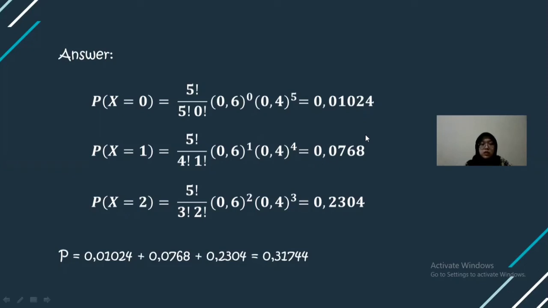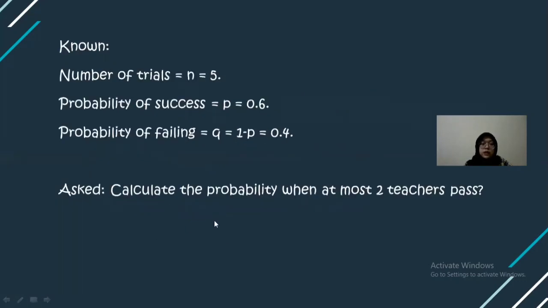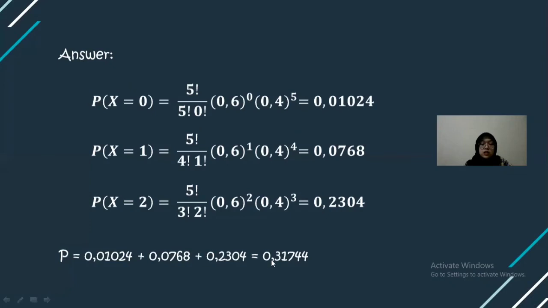From the tree of probability, we get the cumulative probability is 0.3174 and 4. So the probability when at most 2 teachers pass is 0.31744.